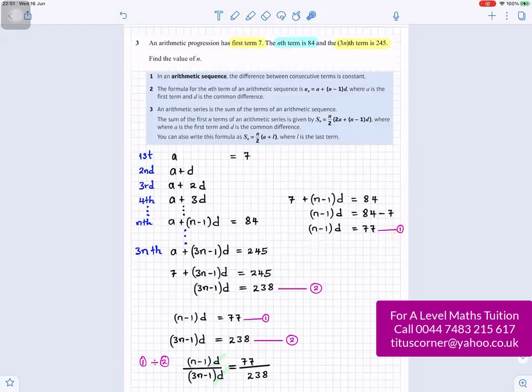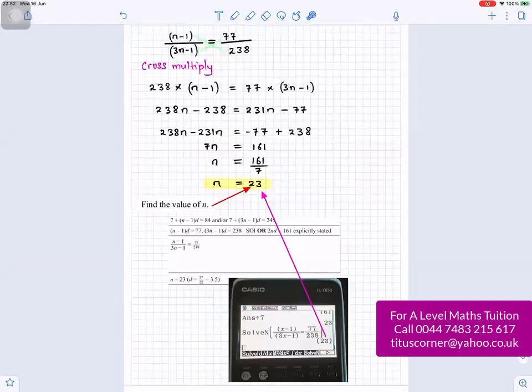You've got two equations, equation 1 and equation 2. How do you solve it? You can divide equation 1 by equation 2, and the d will cancel out. After the d has been cancelled, you can cross multiply. So (n minus 1) times 238 and 77 times (3n minus 1). You remove the brackets: 238 times n minus 238 times 1. 77 times 3 is 231n, and 77 times minus 1 is minus 77.